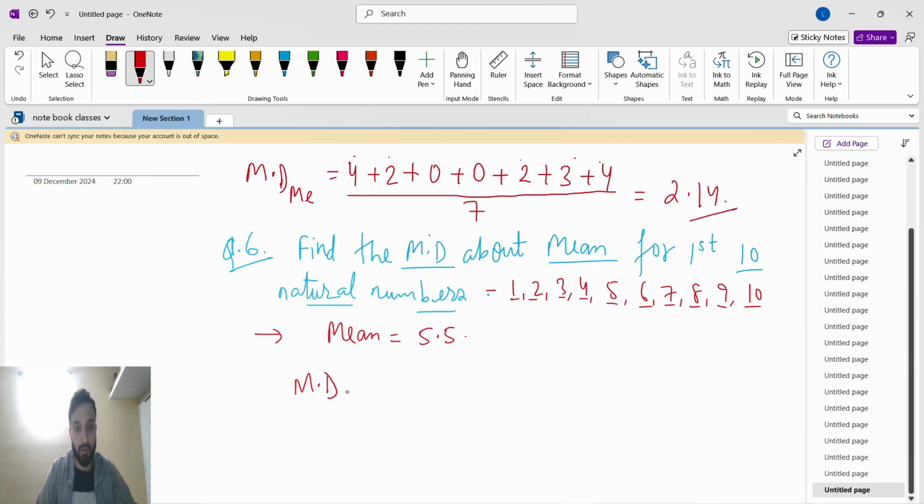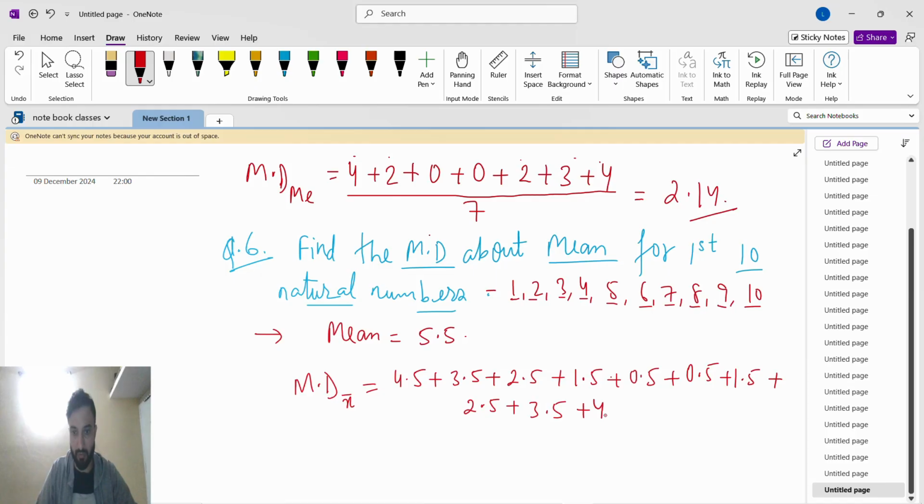Now next thing is mean deviation about mean. For the mean deviation about mean, you have to do 1 minus 5.5, that will get 4.5, plus 2 minus 5.5 will get 3.5, 3 minus 5.5 it is 2.5, then 4 minus 5.5 it is 1.5, 5 minus 5.5 it is 0.5, 6 minus 5.5 is 0.5, 7 minus 5.5 means 1.5, then 8 minus 5.5 means 2.5, 9 minus 5.5 means 3.5, 10 minus 5.5 means 4.5.